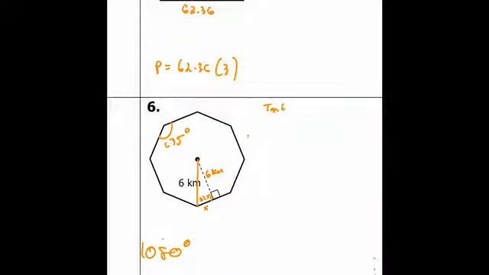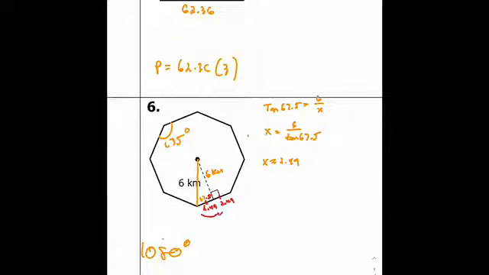Tangent of 67.5 is going to equal opposite over adjacent. So to solve for x, we get x equals 6 over tangent of 67.5. Make sure your calculator is in degree mode. And we get x to be approximately 2.49. So we found our x. So our x is going to be 2.49, which means this is going to be 2.49.